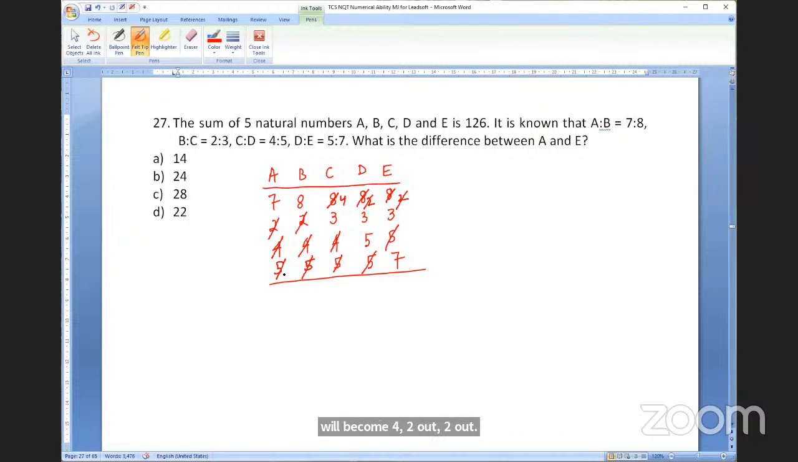All these are out by 1. 7 into 1 into 1 into 1 is 7. 8 into 1 into 1 into 1 is 8. 4 into 3 is 12.